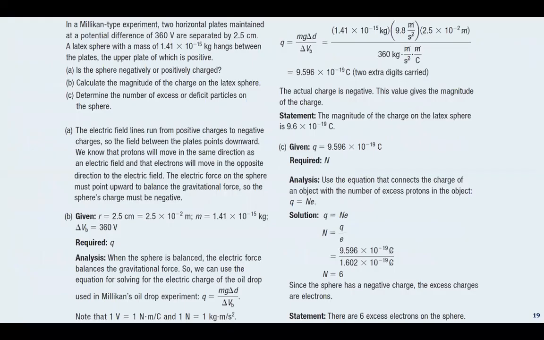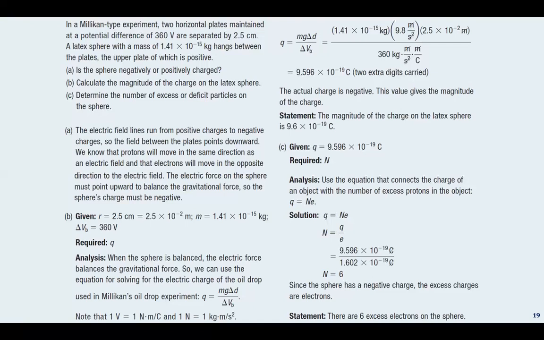All right, let's have a look at the solution here. Okay, in question A, the electric field lines run from positive charges to negative charges. So the field between the plates points downward. We know that protons will move in the same direction as an electric field, and that electrons will move in the opposite direction to the electric field. The electric force on the sphere must point upward to balance the gravitational force, right? So the sphere's charge must be negative.